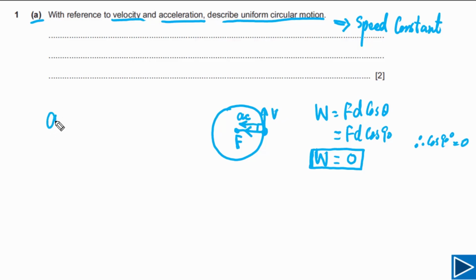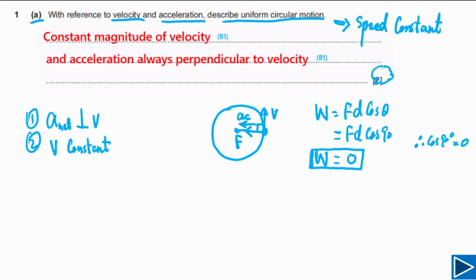I would say this is a net, not only a c. A net and velocity have to be perpendicular, and the magnitude of velocity has to be constant. So the second thing we can say is that the magnitude of v is constant, because this is uniform circular motion. These 2 points we have to write down. If we write down these 2 points, we will get 2 marks. Now let me show you the answer, the points you need to write a good answer. So these are the 2 points you have to mention in your answer.